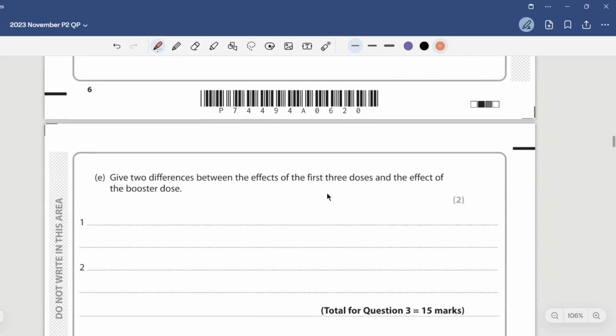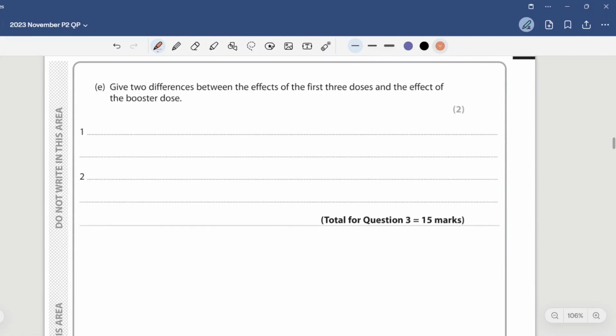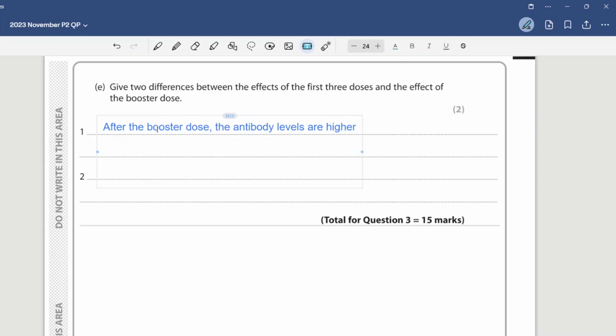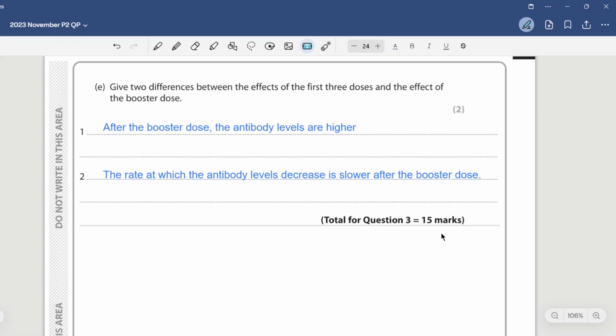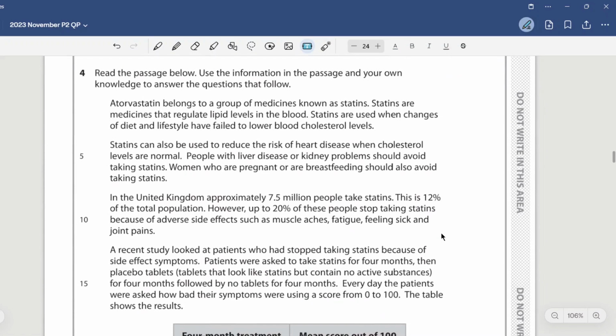Okay, let's go back to part E. So we can say after the booster dose, the antibody levels are higher. And the other one is the rate at which the antibody levels decrease is slower after the booster dose. All right, let's move on to question 4.